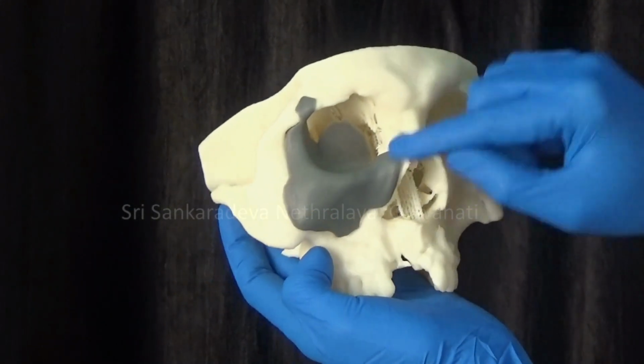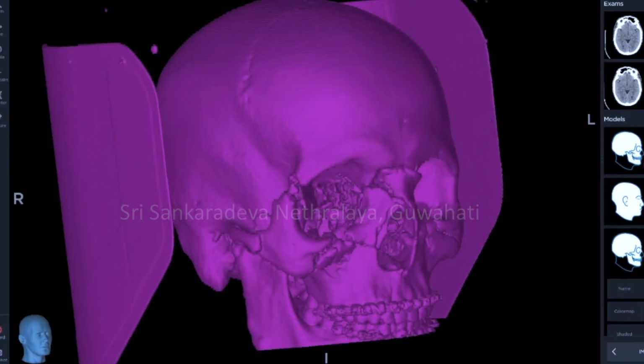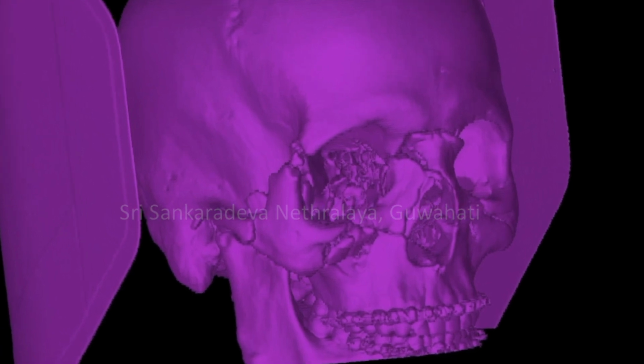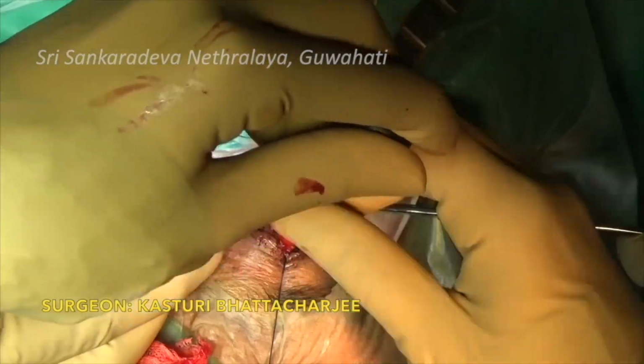So let's go to the OT now and start the surgery for this young patient who had suffered a very bad road traffic accident leading to total disfigurement of the face because of the fracture of the orbit and the facial bones. Thank you.